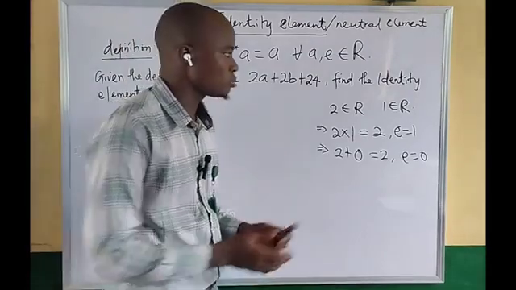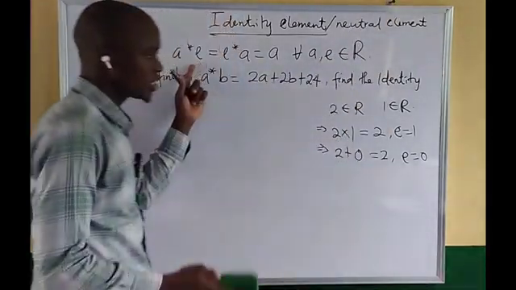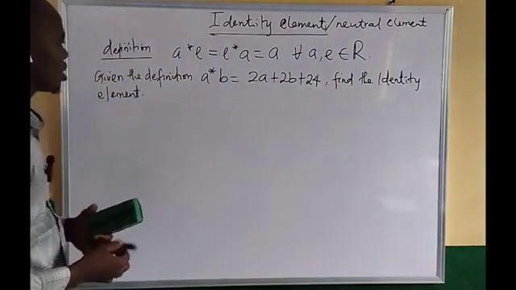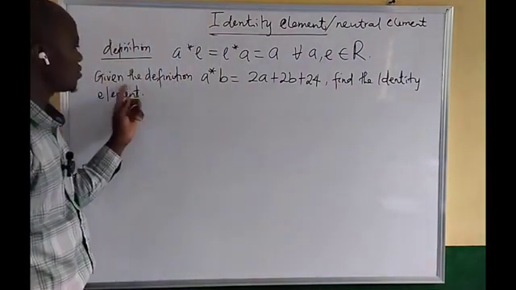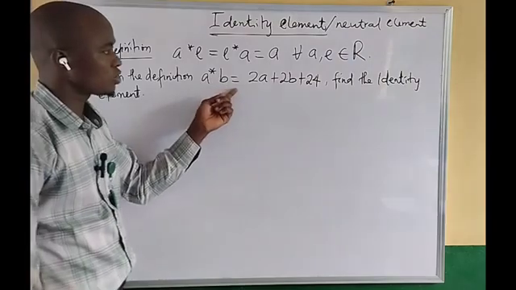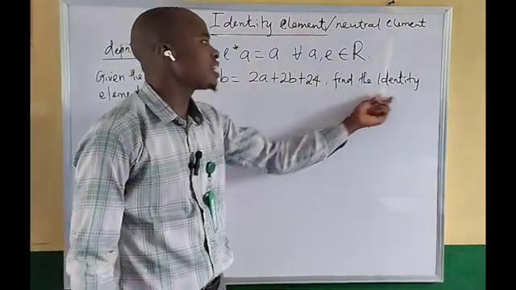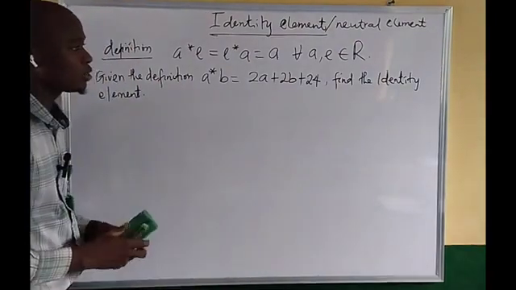And that is what we are going to be doing here, and that is what the definition is trying to tell us. So now from here, what are you going to do? We are given this question: given the definition A * B = 2A + 2B + 24, find the identity element. So how are you going to do that?